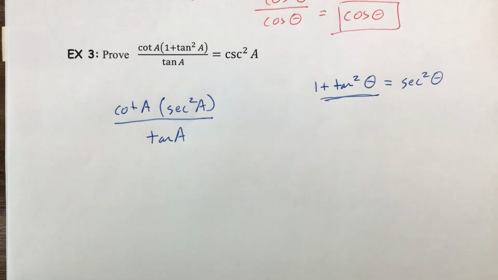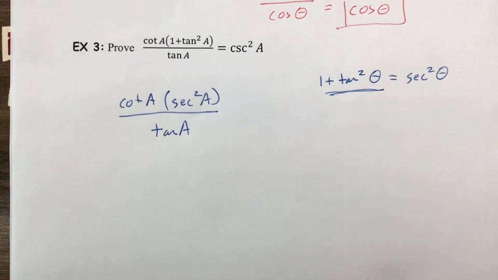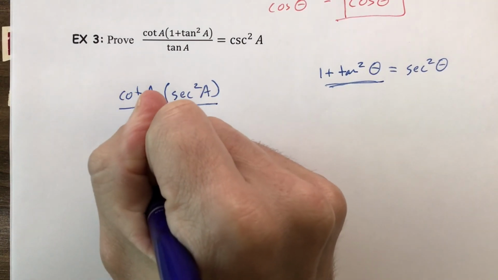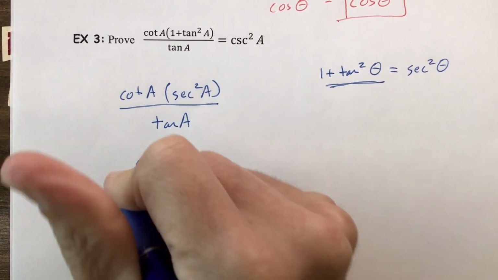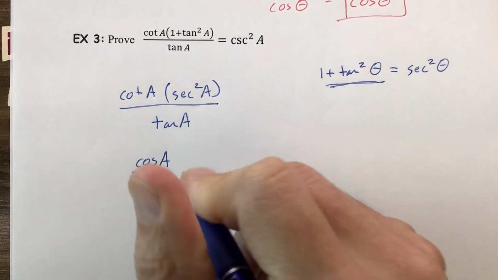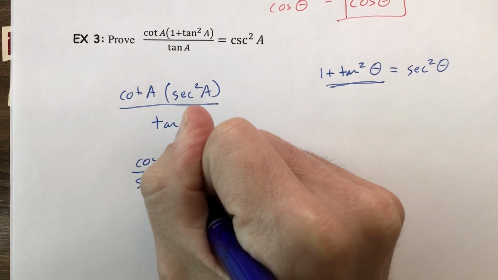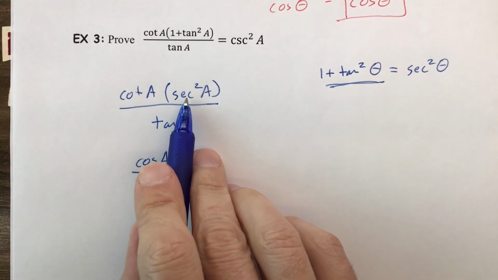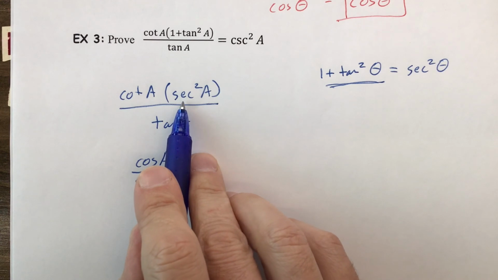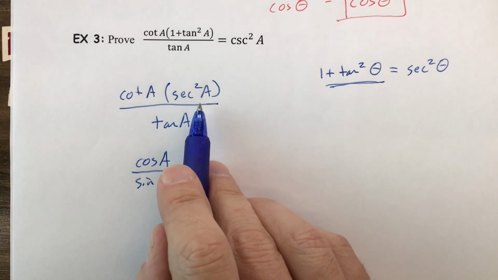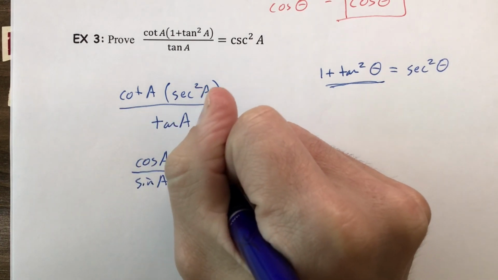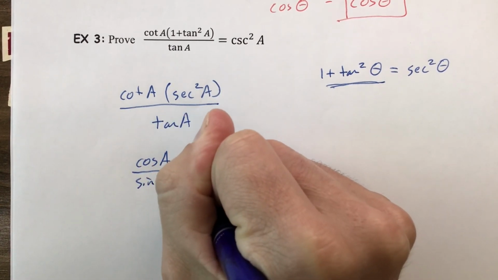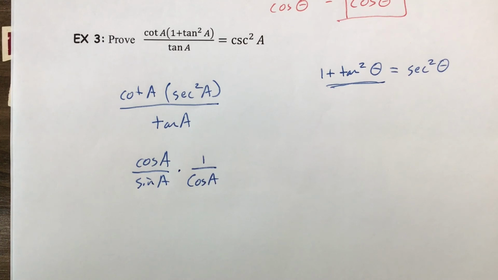Step 2, let's convert everything into sine and cosine. Cotangent is actually equal to cosine over sine, so that'll give us cosine A over sine A. All right, and then next to that, we've got secant squared A. Well, the reciprocal of secant is cosine. So this will be equal to 1 over cosine, but you're also going to have that squared. So we're going to have 1 over cosine A.